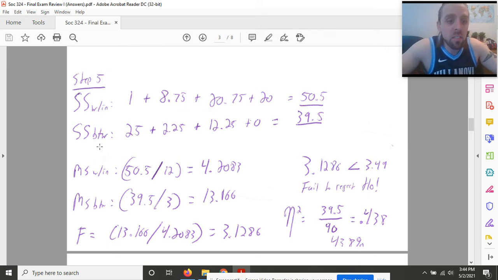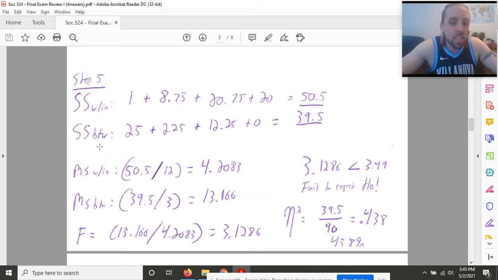Sum that, and it gives me a sum of squares between of 39.5. Mean squares within: take my sum of squares within, 50.5, divided by degrees of freedom within, which is 12. That gives me 4.2083. Mean squares between, I just have to divide the sum of squares between the groups by the degrees of freedom between the groups. So that gives me 13.166.